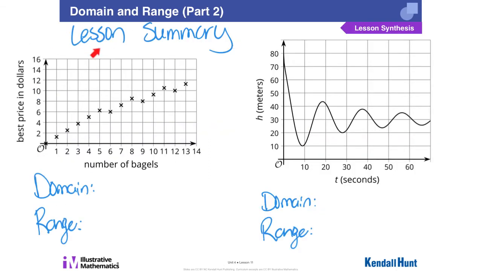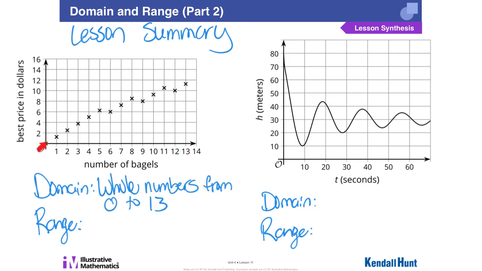There are 2 examples in your lesson summary that are good graphs to look at, so find these 2 graphs. We've seen these graphs before, but now we're going to be looking at identifying the domain and range. Domain, again, is all the possible x values, so in our first graph with the number of bagels, we can see that the possible x values have to be whole numbers because we can only buy whole number of bagels, and it looks like it goes from 0 to 13.